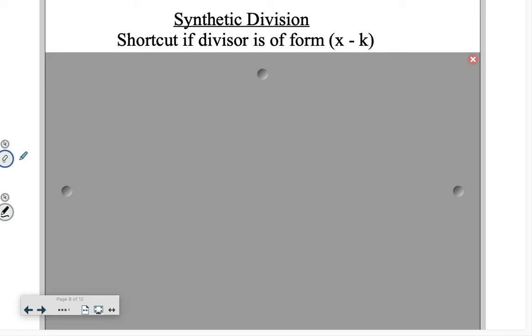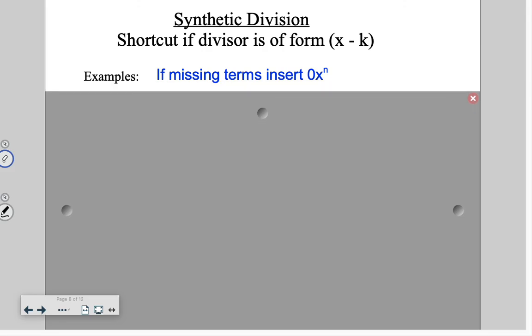Synthetic division is a shortcut if your divisor is in the form x minus something. x minus 2, x plus 5, whatever you happen to have. Okay? Here's the major difference between the two. In long division, we divided by the factor that we were checking. The 2x minus 3 or the 3x minus 2 or whatever it was. In synthetic division, you use the 0, not the factor. You still have to keep in mind that if there are any missing terms, we still have to use zeros as placeholders.